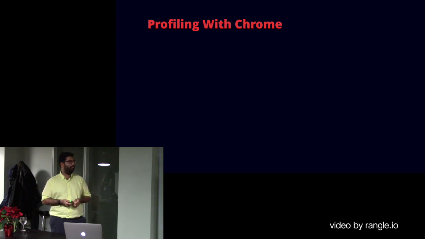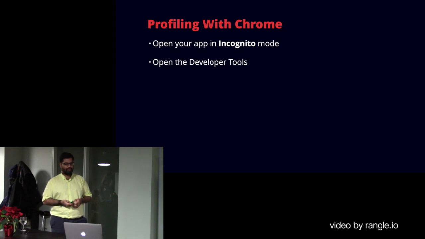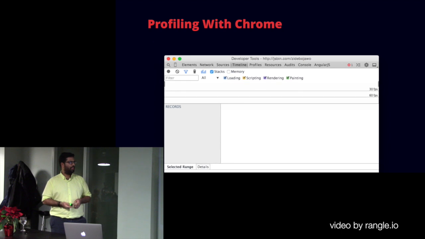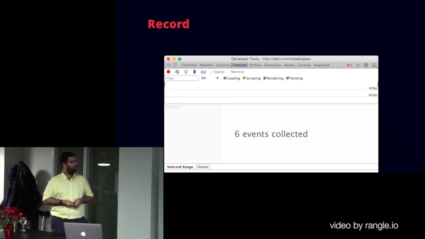And to do that with Chrome, you open your app in a new tab, ideally in incognito mode, because depending on what extensions you have, it might cause some issues. Open up developer tools, and then go to the timeline tab. And you should see something like that. And then if you hit the record button in the left-hand corner, it'll start collecting all the events as you're using the app.